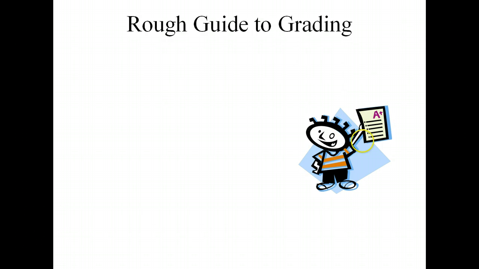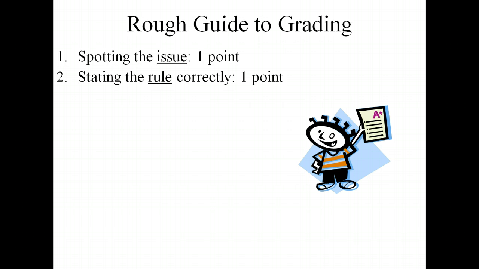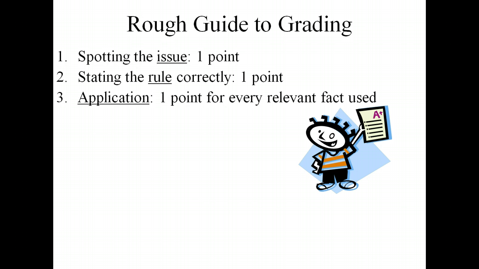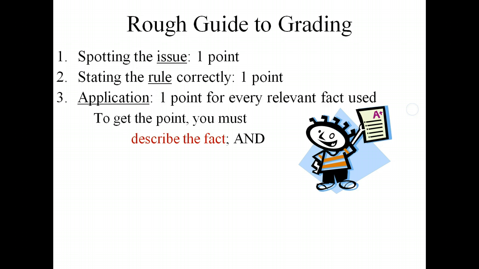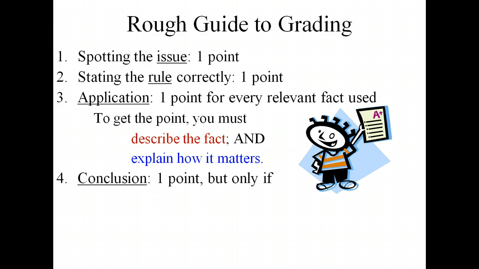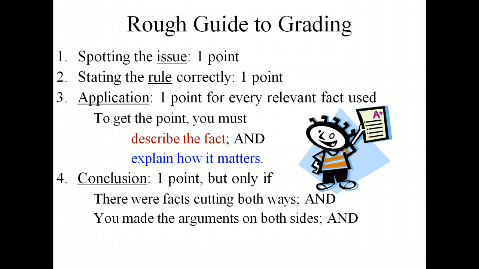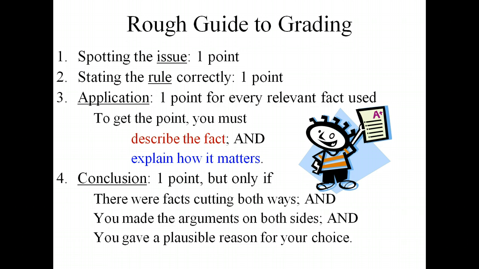All right, so a quick guide to grading. I typically give 1 point for spotting the issue, 1 or 2 points for stating the rule correctly, and then a point for every relevant fact used. To get the points for using facts, you have to both describe the fact and explain how it matters. For conclusions, I typically only give 1 point, and I only give points if there were facts cutting both ways, you made the arguments on both sides, and you gave a plausible reason for your choice.